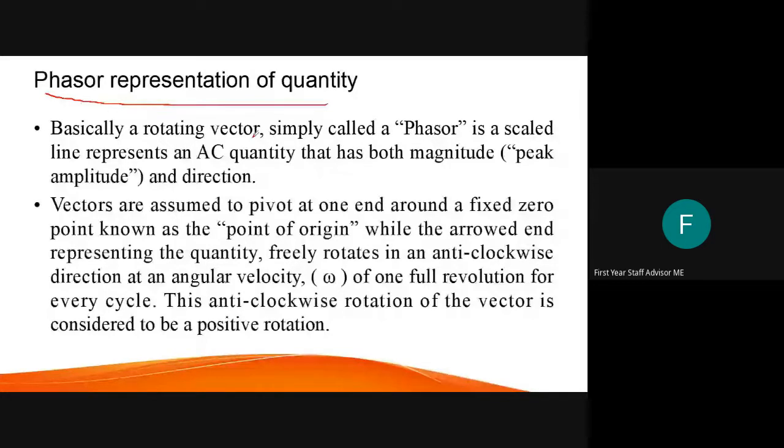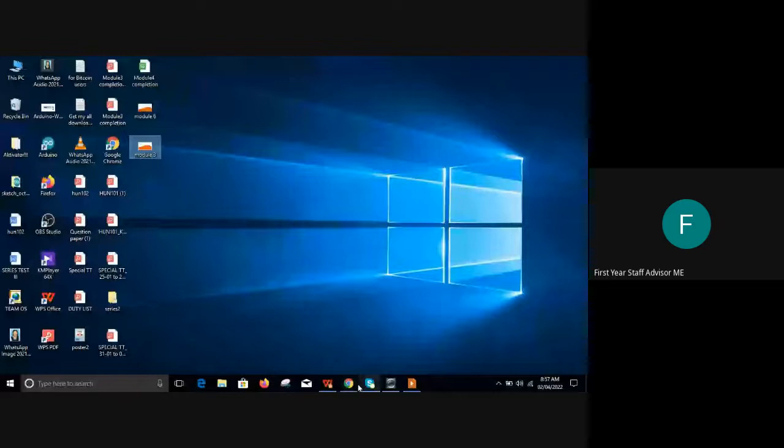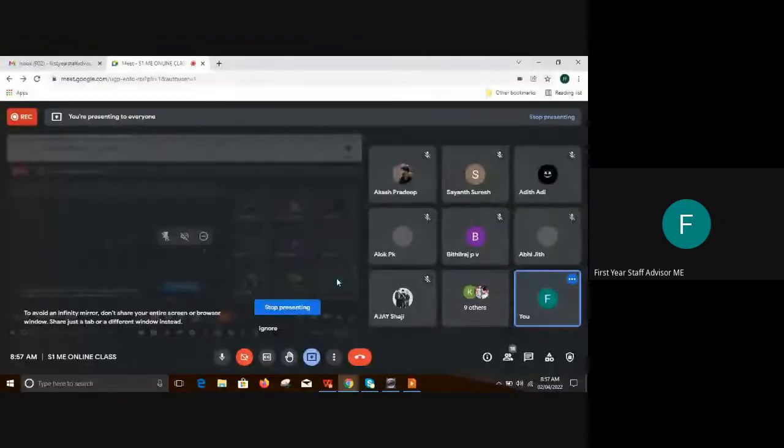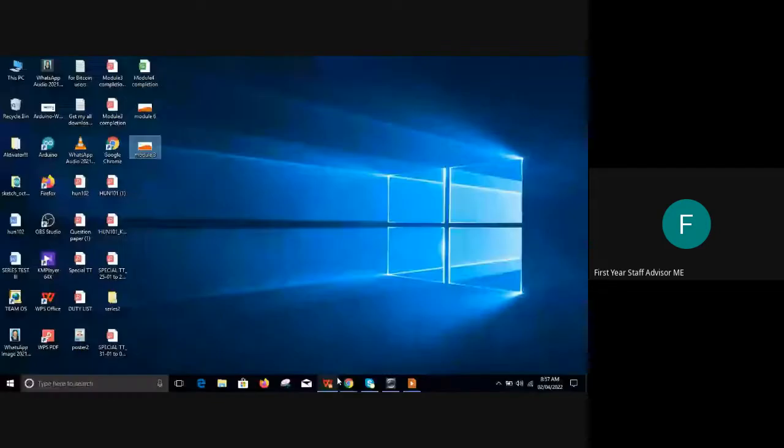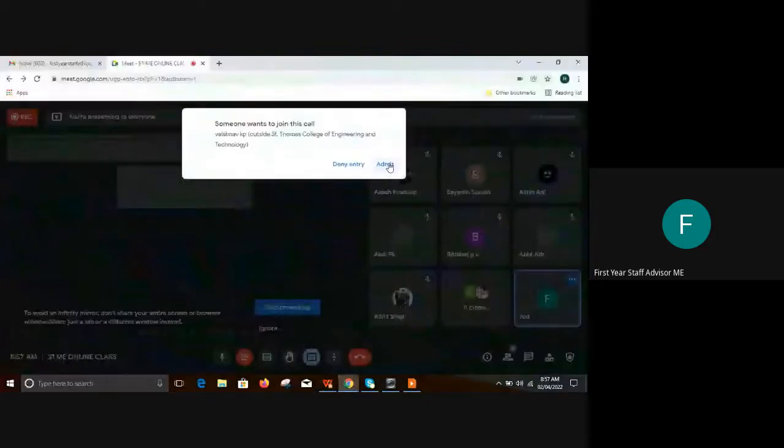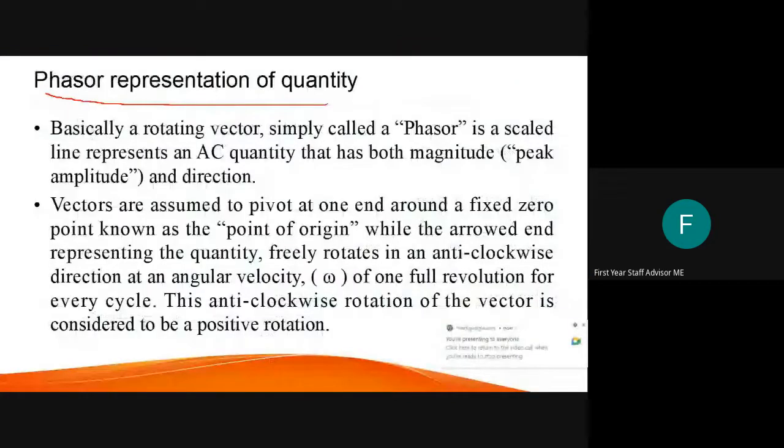Okay, a vector is a quantity which is having both magnitude and direction. Okay, so basically it is a rotating vector. So what this vector will do, the vector will be rotating. Okay, it is a scaled line representing an AC quantity that has both magnitude and direction. Okay, so it is a vector quantity.